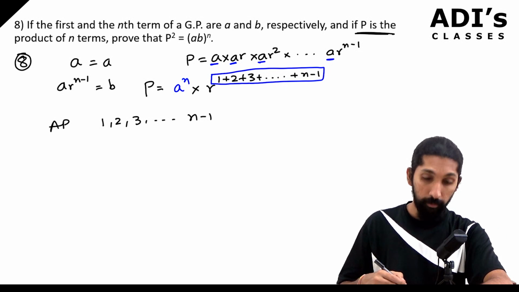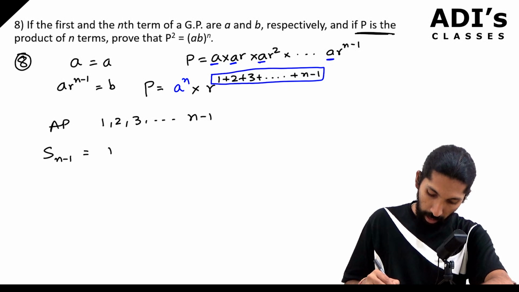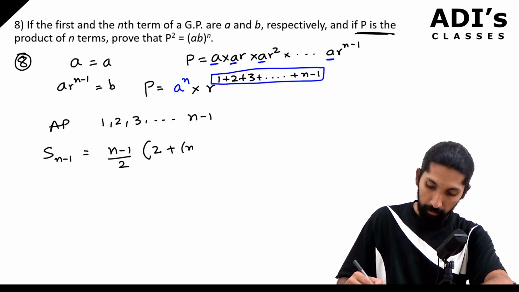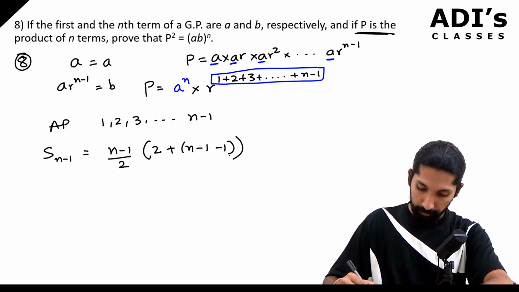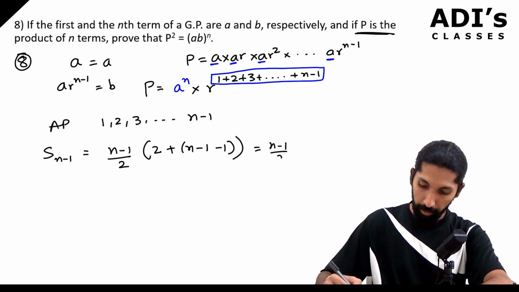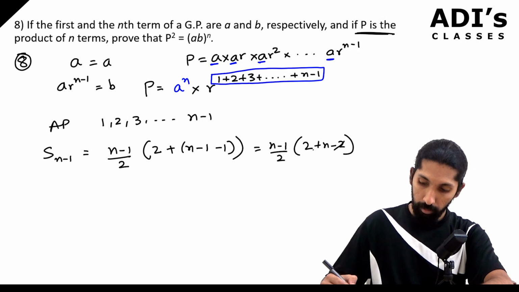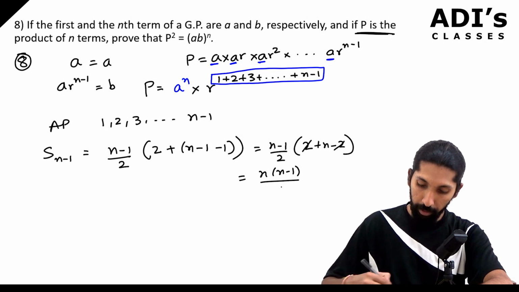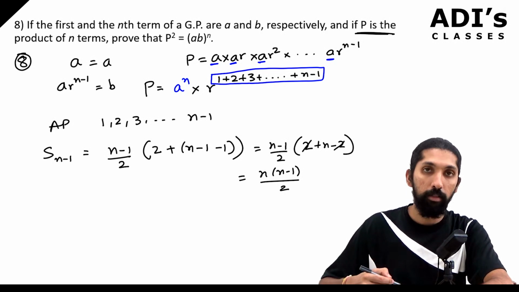So what you're going to have is Sn, or Sn minus 1 in this case. n minus 1 by 2 into 2a plus (n minus 1 minus 1) into 1. d value is 1 anyway. So what do you get now? n minus 1 by 2 into 2 plus n minus 2. So we got n into n minus 1 divided by 2. Correct? This is the sum to n minus 1 terms.